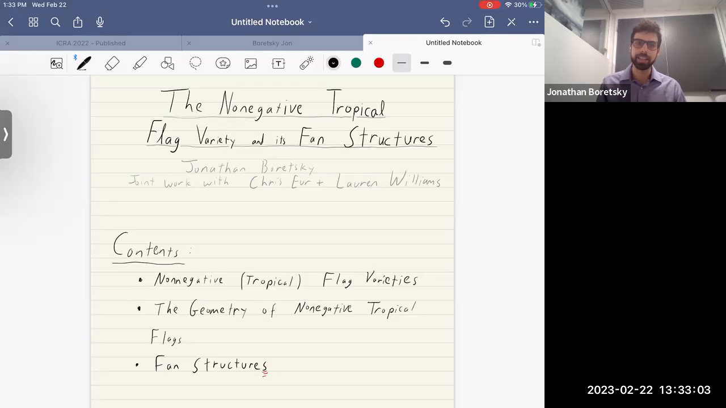But on to the math. So I'm going to be talking about the non-negative tropical flag variety and some fan structures. This is based on joint work with Chris and Lauren Williams.